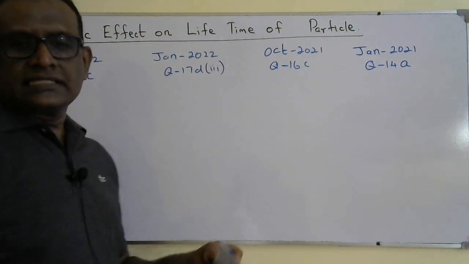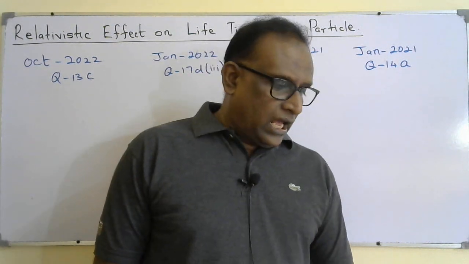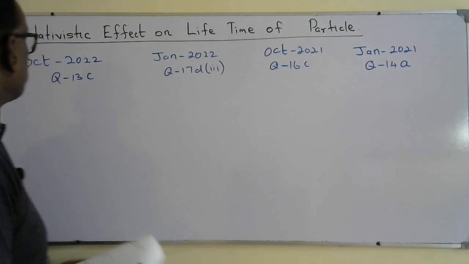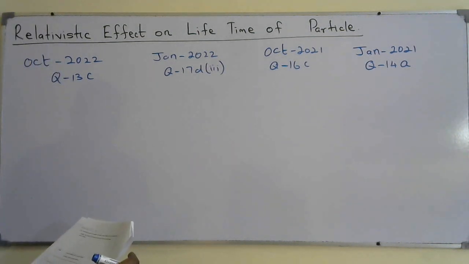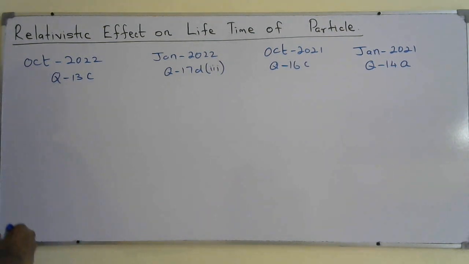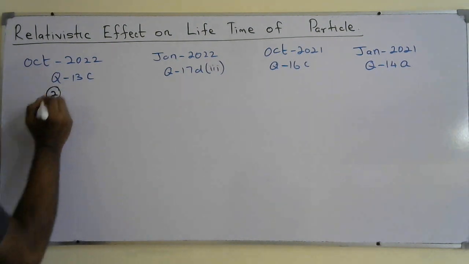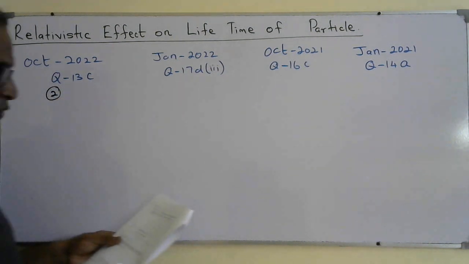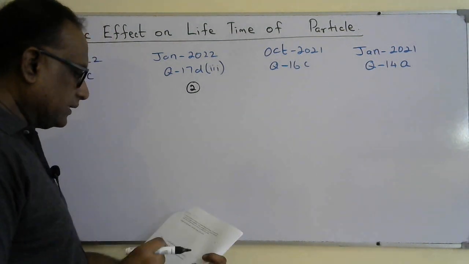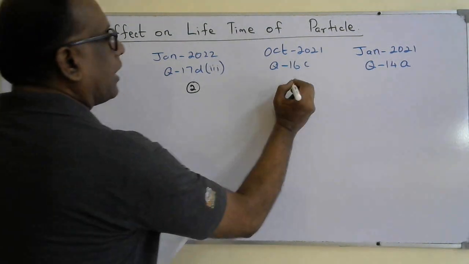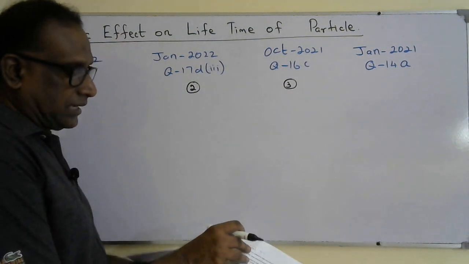Okay, so the answers are the same for these questions. Before telling the question, the marks: October 2022, question 13C, has 2 marks. January 2022 also has 2 marks. October 2021 has 3 marks. And January 2021 has 5 marks allocated.